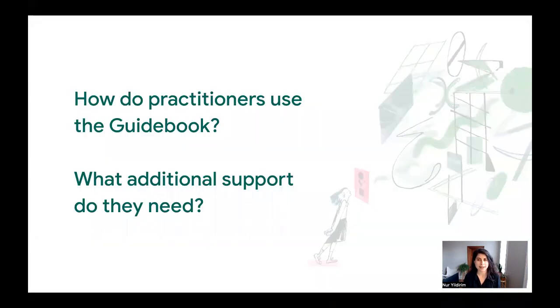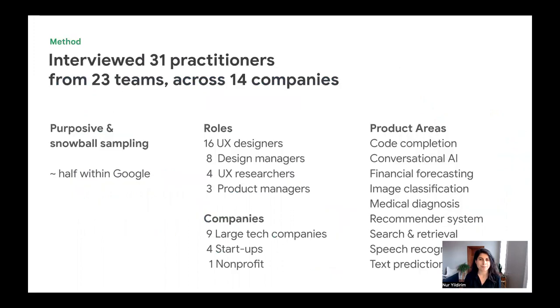While many human AI guidelines are available, little is known about if and how these are useful. So in this work, we asked, how do product practitioners use human AI guidelines, specifically the guidebook? How do these help? And what kind of additional resources do practitioners need? So what are their workarounds when guidelines fall short?